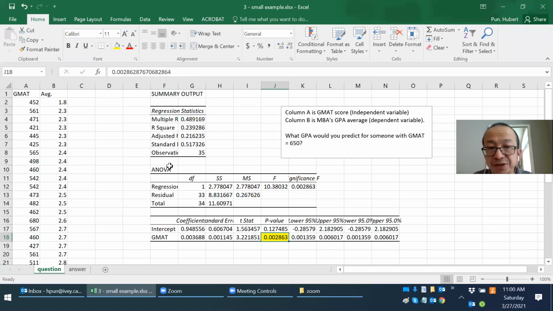So how to interpret J18? The number that we have is 0.28%. So let's say 0.3%. That means the probability that it is random is only 0.3%. And then our benchmark is usually a 95% confidence interval. So what does it actually mean? The x-axis is the GMAT score and the y-axis is the MBA average. So that means the probability that the slope equals zero is 0.3%.